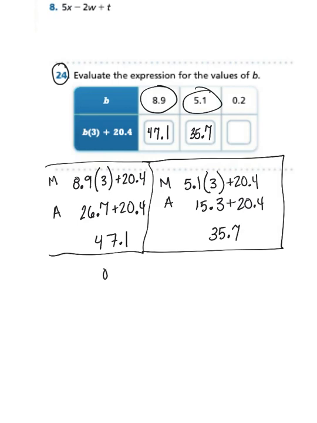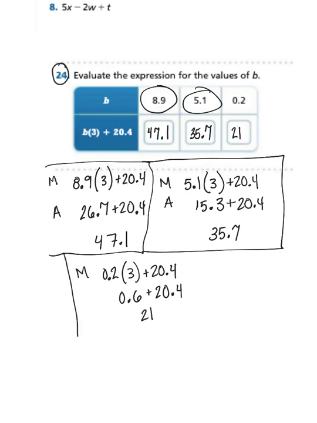Okay? So for this last one, we're going to substitute 0.2 for the letter B. And again, we're going to follow order of operations just like we have. 0.2 times 3 gives us 0.6 plus 20.4, which is going to give us a total of 21. So even though it's in the table, it's just telling us in the first problem, B equals 8.9. In the second problem, B is 5.1. And in the last problem, B is 0.2.